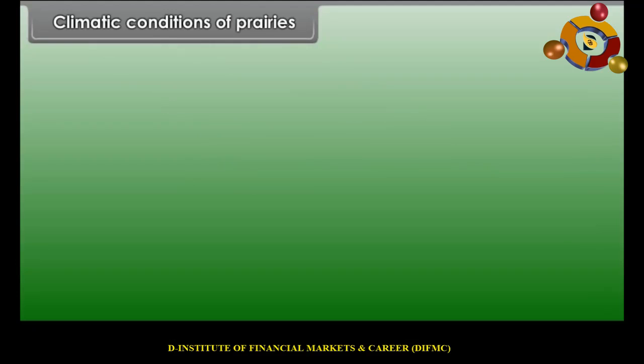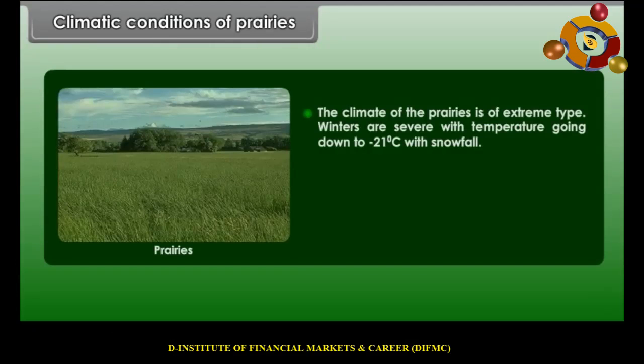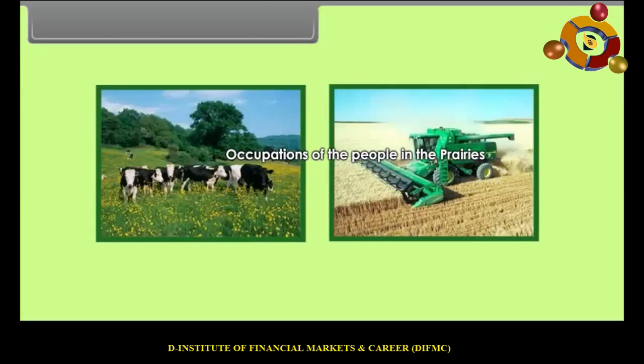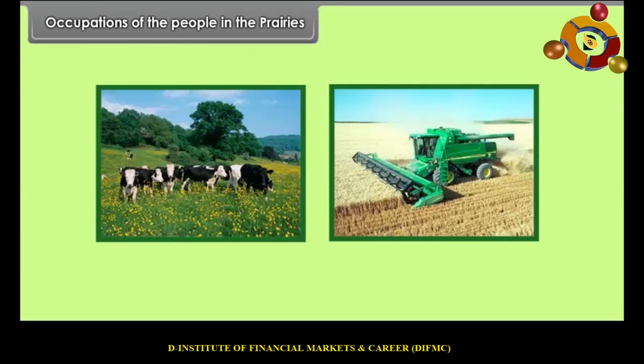Climatic conditions of prairies. The climate of the prairies is of extreme type. Winters are severe with temperature going down to -21 degrees Celsius with snowfall. Summers are warm with temperature of 20 degrees Celsius. Rainfall also occurs, but the annual rainfall is less than 40 centimeters, and it is ideal for the growth of grass.